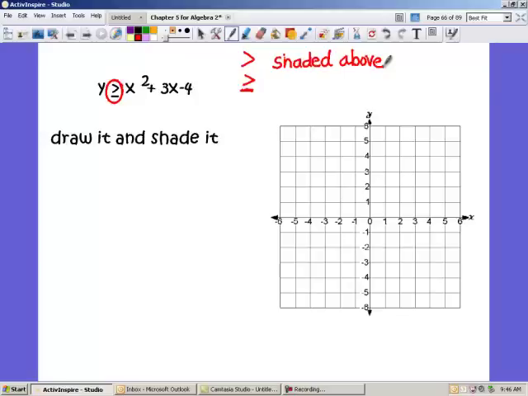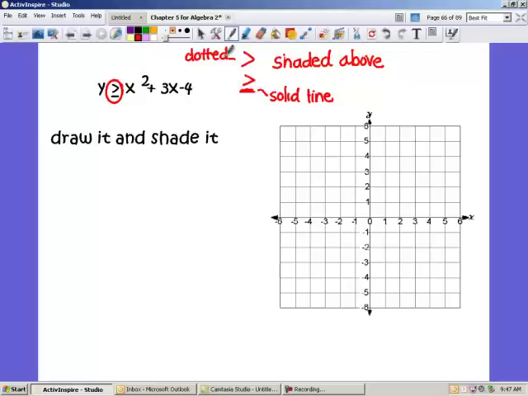And the only difference between these two is whether it's dotted or a solid line when you actually draw your graph. When you have the solid line underneath of the symbol, this will have a solid line on the graph. And if there is no solid line, then this will be dotted. So those are a few things to remember from algebra.